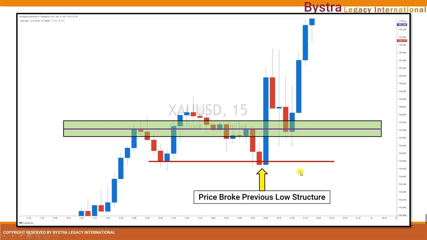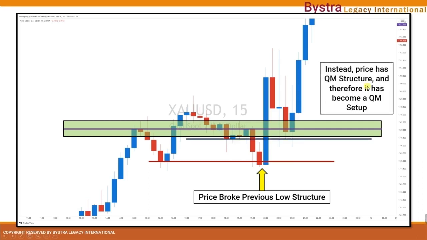Alright guys, so make sure you do know how to identify this. Okay, the QM setup you will learn in the next class. Okay, so here it has become a QM setup.